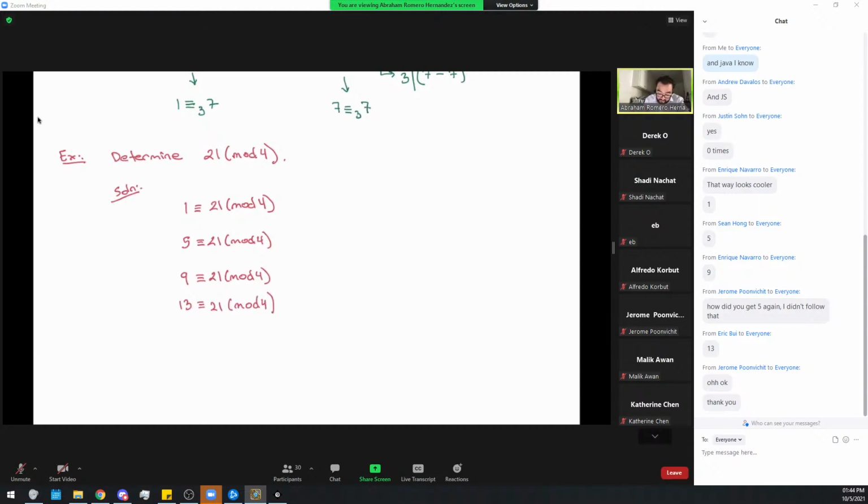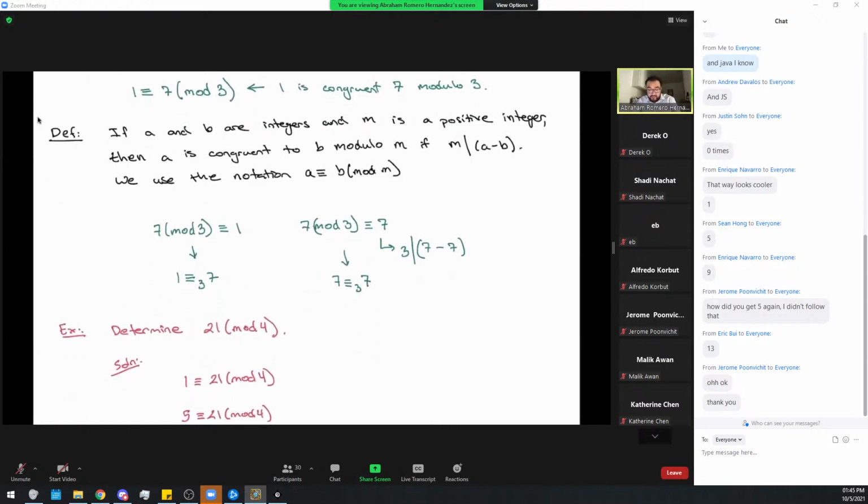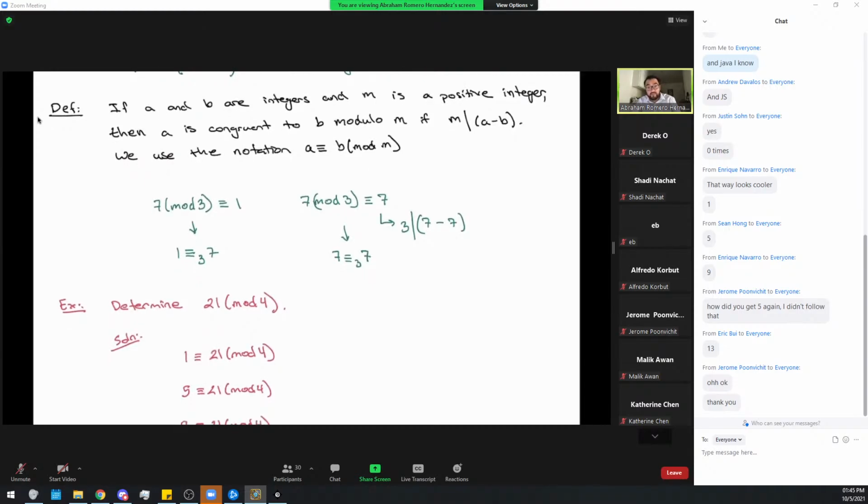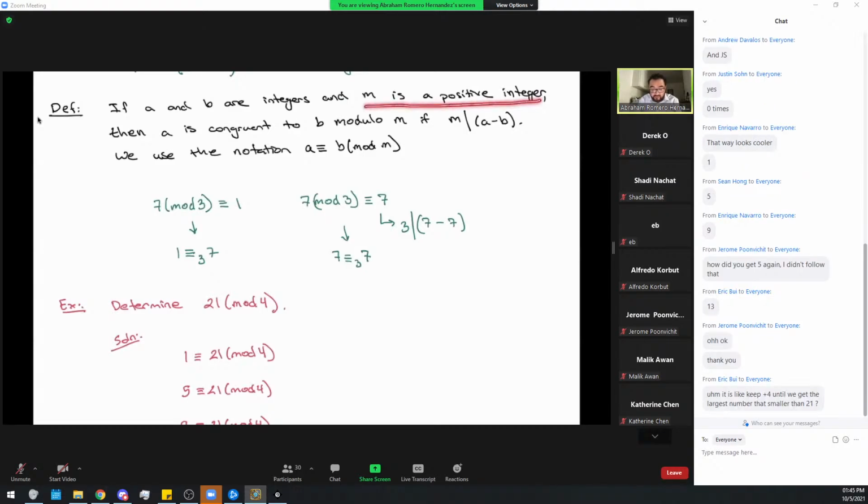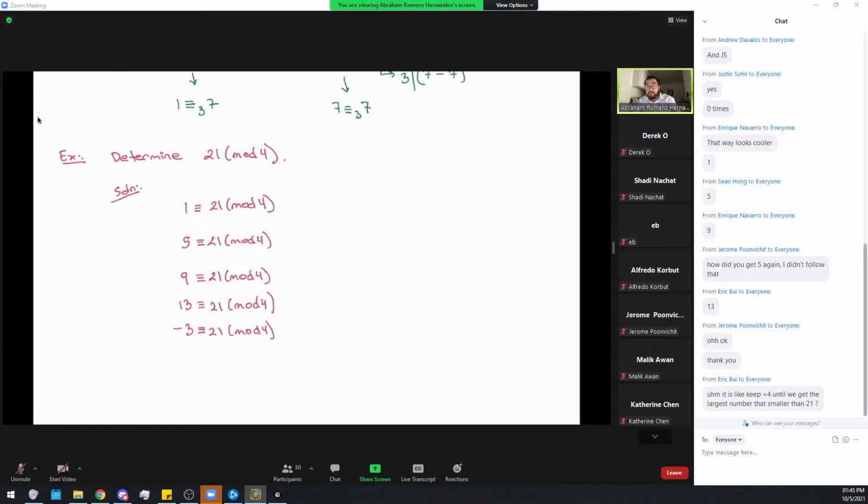Now, what I could do as well is negative 3. Nowhere was it said that it can't be negative, right? Because negative 3 minus 21 is negative 24, and negative 24 is divisible by 4. Nowhere in this definition does it say we have to have a positive integer, other than the modulus has to be positive, because that's literally what it says. M is a positive integer, but A and B can be any integers. And notice that integers can be both positive or negative.